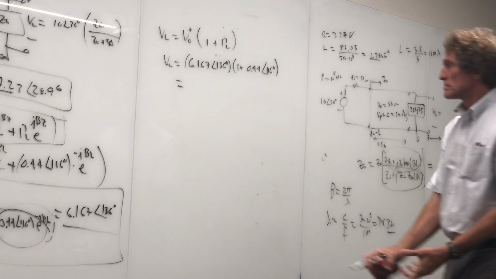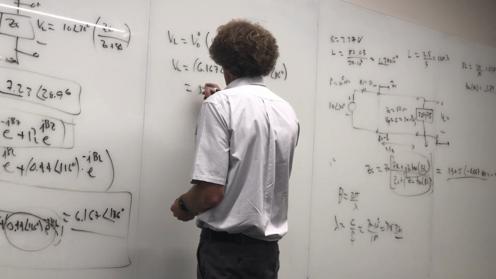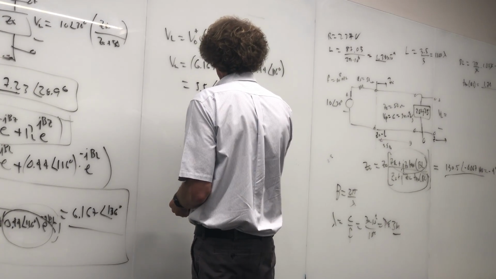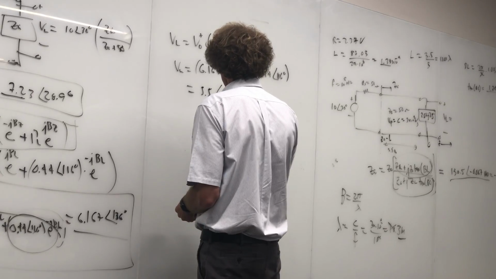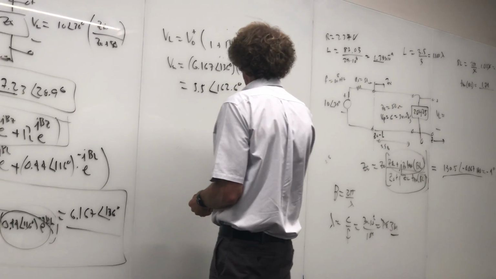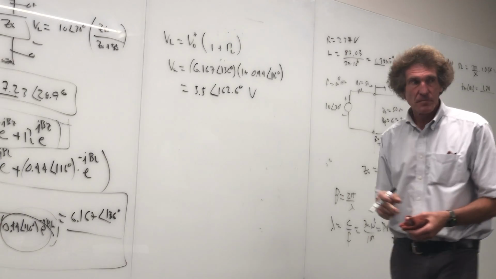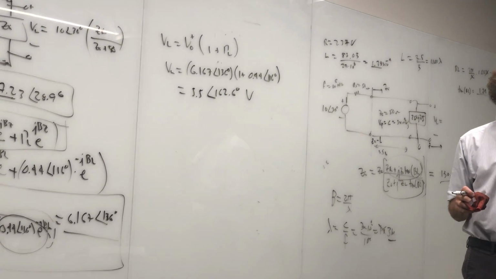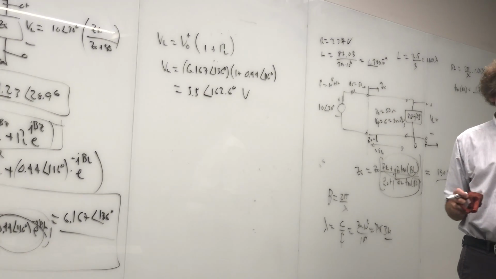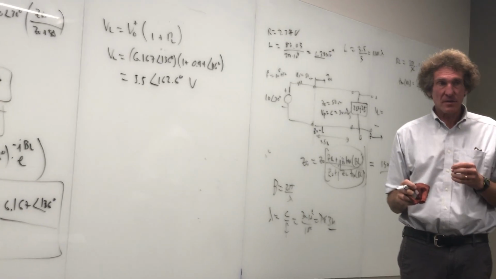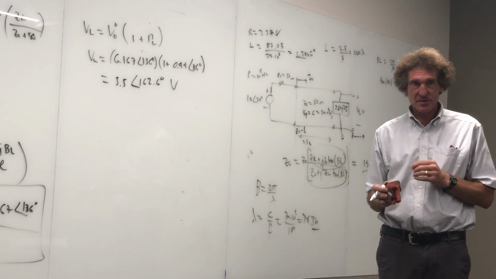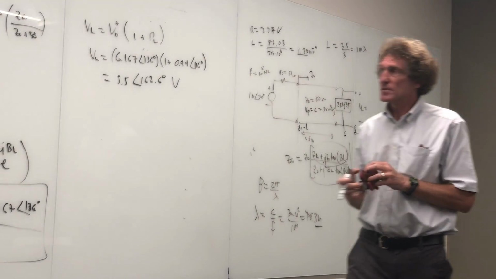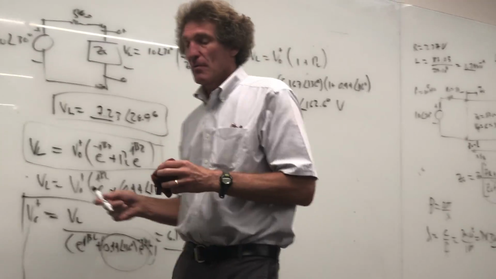5.5 at 162.6 degrees. 162.6 degrees volts, and that's a peak voltage. Now, if that's the voltage at the load, how much power is deposited by the load? This is one right out of circuits, right? If we have a voltage across an impedance, what's the power?